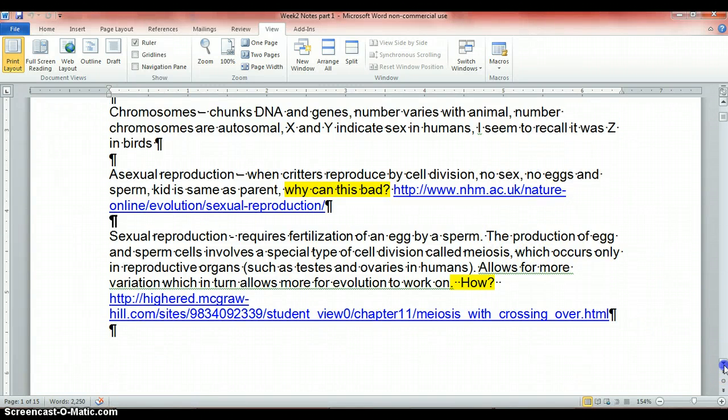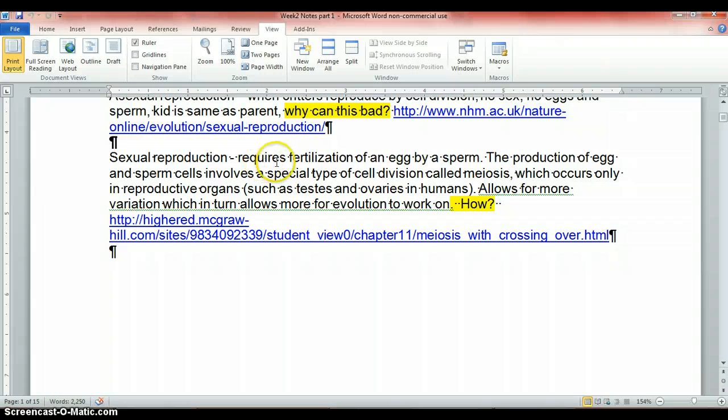Sexual reproduction, a little different. This requires the fertilization of an egg by a sperm in humans, of course. The production of the egg and sperm cells involves a special type of cell division called meiosis. So the previous one is mitosis. This one is meiosis, which occurs only in reproductive organs, such as testes and ovaries in humans.